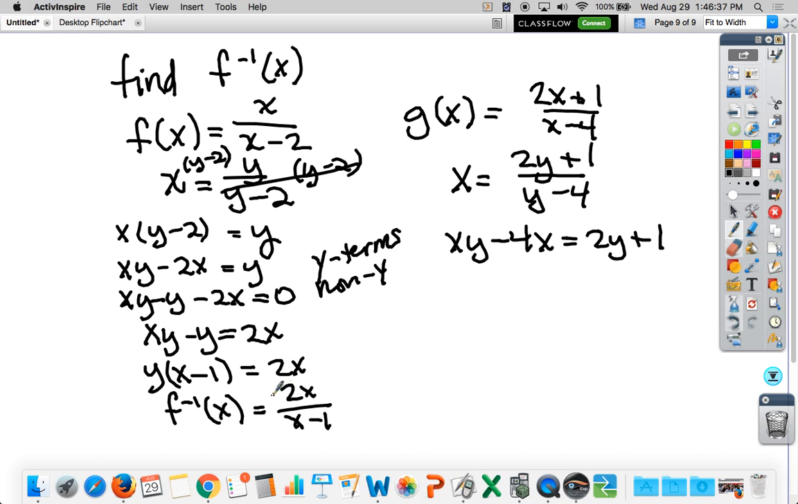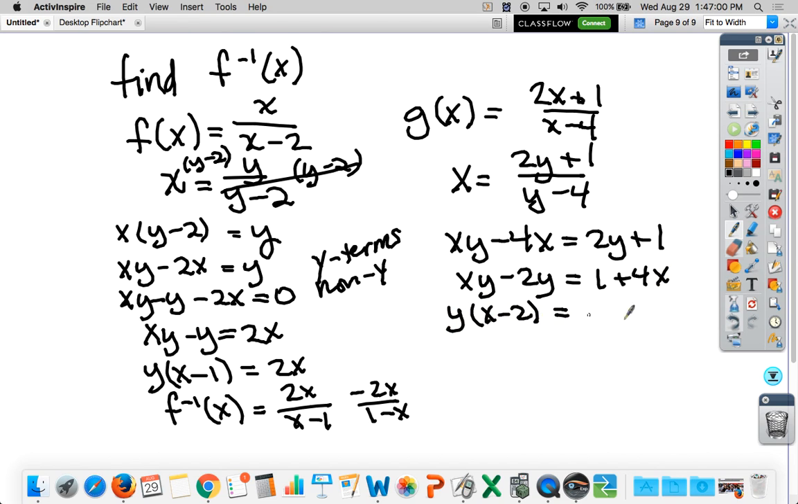Now, guys, if you had negative 2x over 1 minus x or negative x plus 1, that is equivalent. As long as all signs are opposite, you're okay on that. All right, so I'm going to move the 2y. I just tend to want my y's to be to the left. It doesn't really make any difference. Factor out a y. Now I can divide. I want to change that back. Any questions on that one?